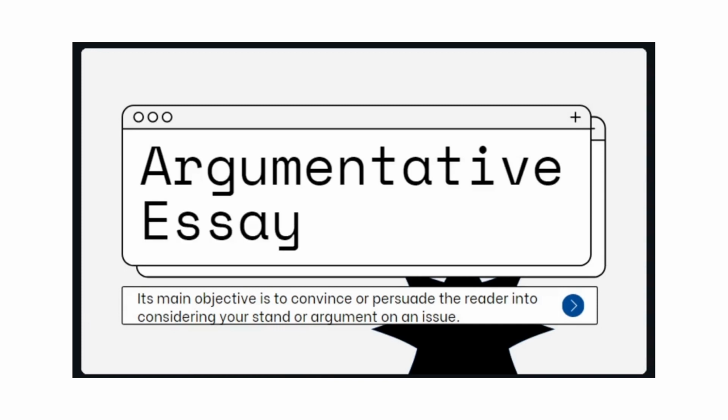One of the most common forms of argumentative writing is an argumentative essay. An argumentative essay is an essay that presents a stand or a rationale on a given proposition or issue. In this essay, the main argument presented is elaborated and explained through the presentation of its pros and cons. The main objective of an argumentative essay is to convince or persuade the reader into considering your stand or argument on an issue.